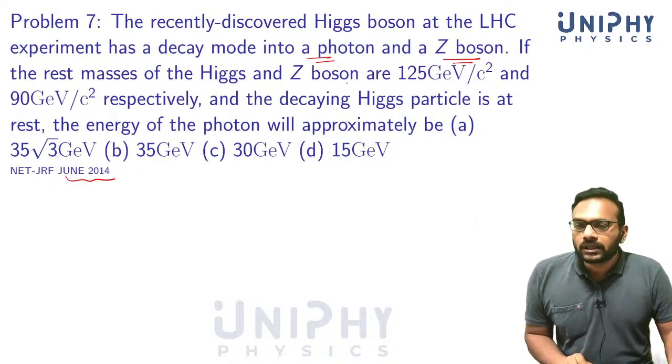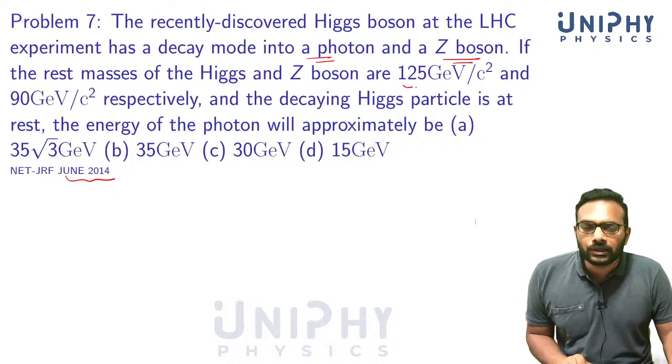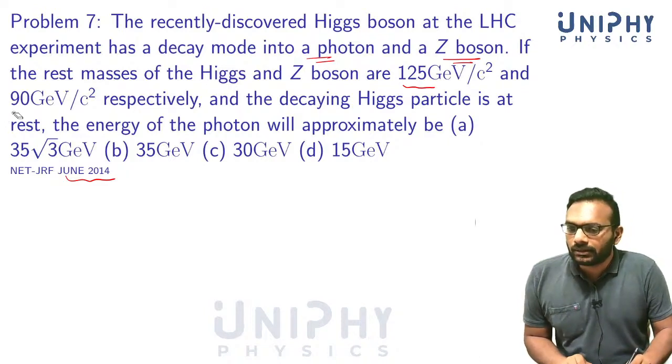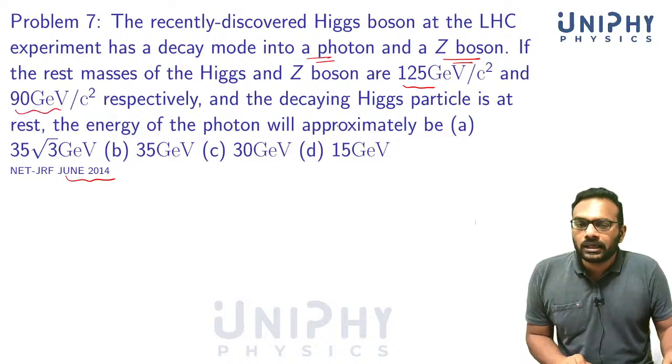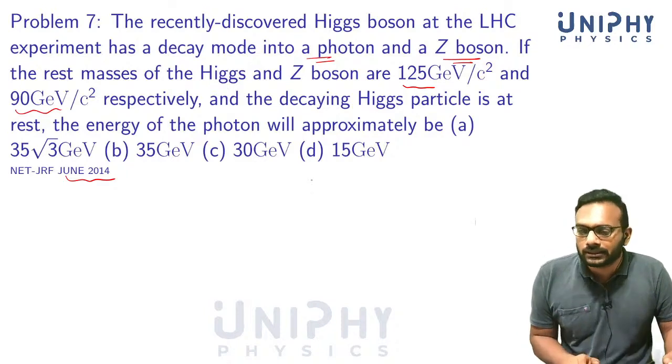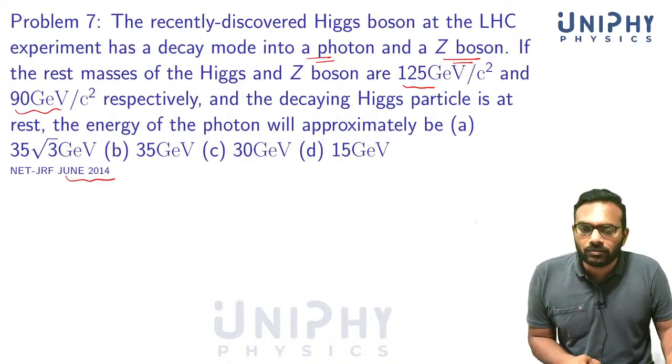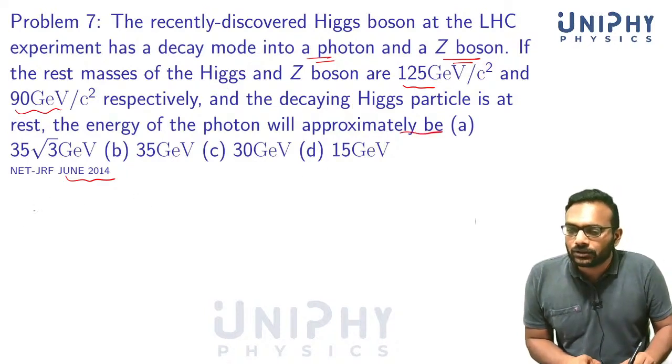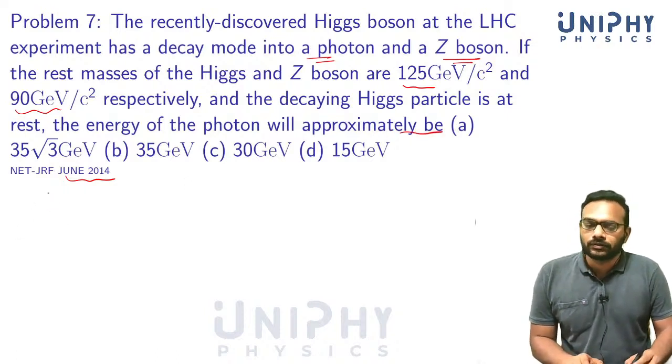So if the rest masses of the Higgs boson and the Z boson are 125 and 90, the rest masses are given, right? And the decaying Higgs particle is at rest. You have got an important piece of information: the decaying Higgs particle is at rest. The energy of the photon will approximately be, what's the energy of the photon?